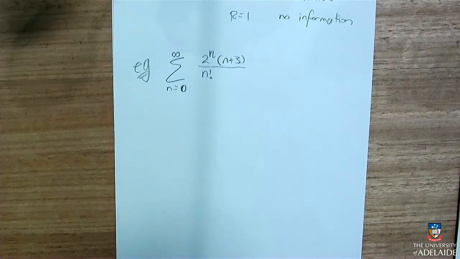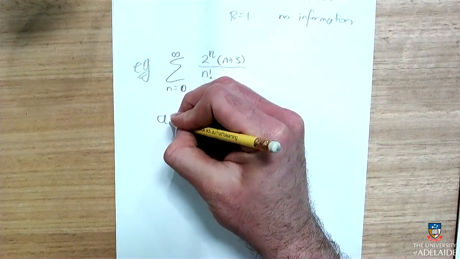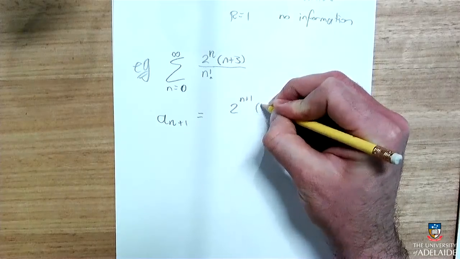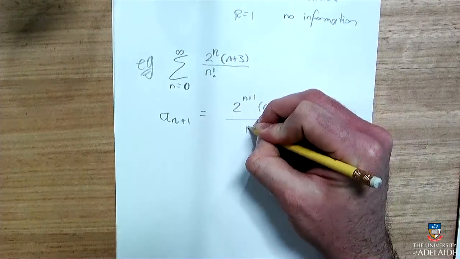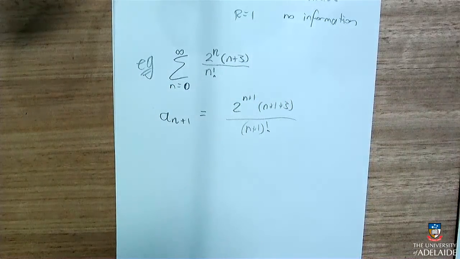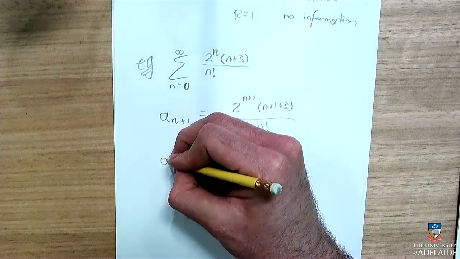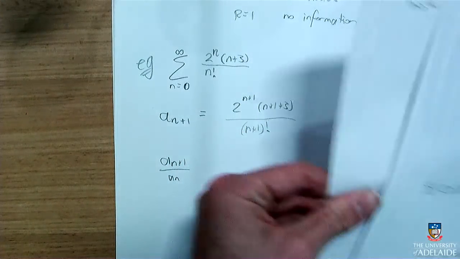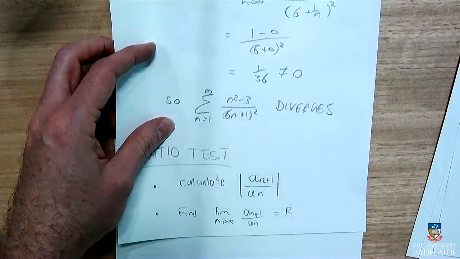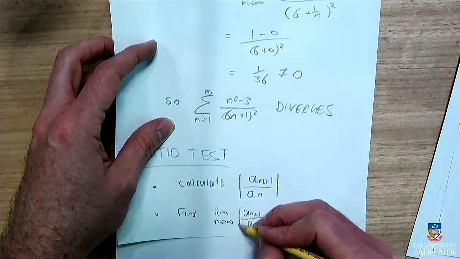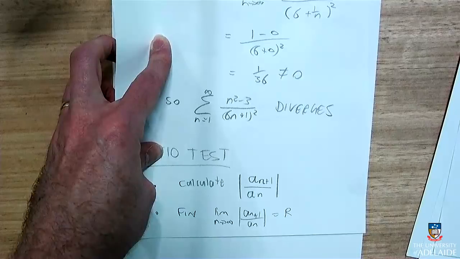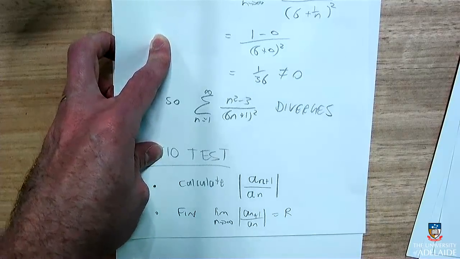So here we go. So a_(n+1) is 2 to the n plus 1, n plus 1 plus 3 over n plus 1 factorial. That's what a_(n+1) is. I put n plus 1 everywhere there's an n. So a_(n+1) over a_n. Oh, crap, just a second. Yeah, we need some absolute value signs. I think technically the ratio test is only defined for things that are already positive, but if the positive version converges, then so does the negative, so does the alternating one, so it doesn't matter.